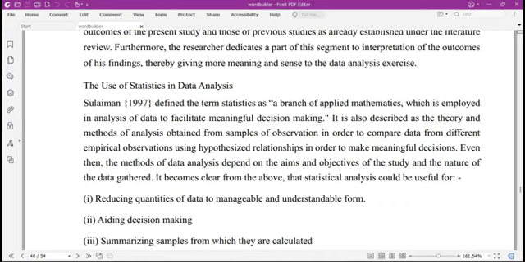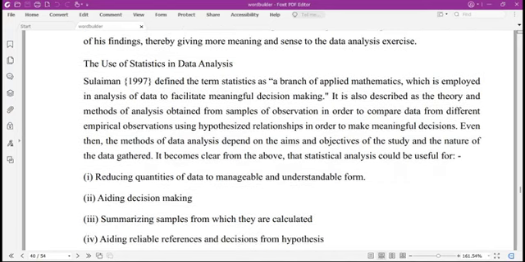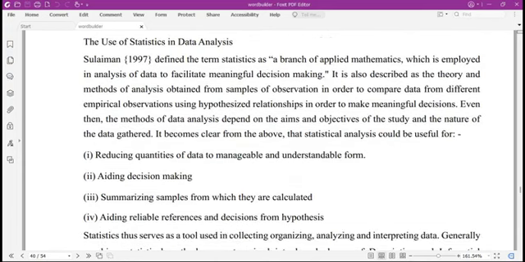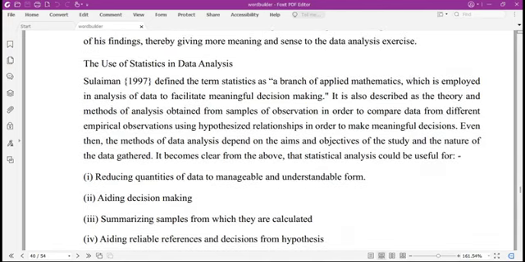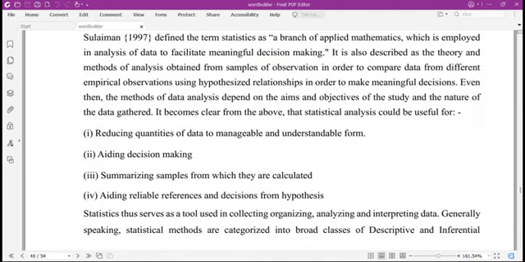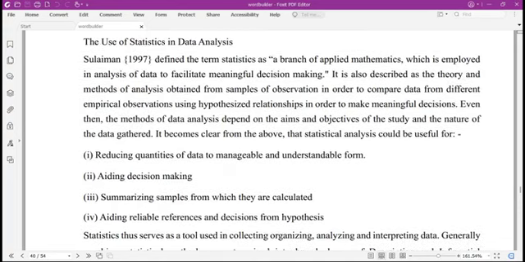It aids in decision making. When you look at your presentation, whether in a form of table or graph, it helps to take decision. It summarizes samples from which they are calculated, and it aids reliable references and decisions from hypotheses. Alright, let's take it again because we need to put it down.